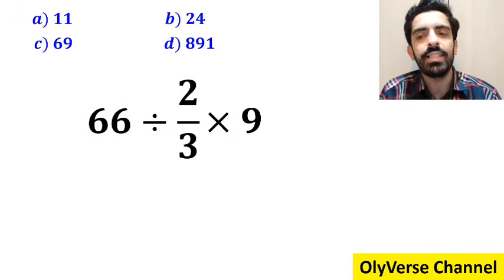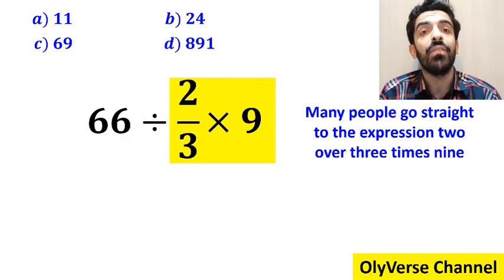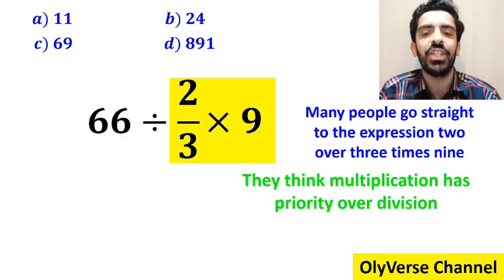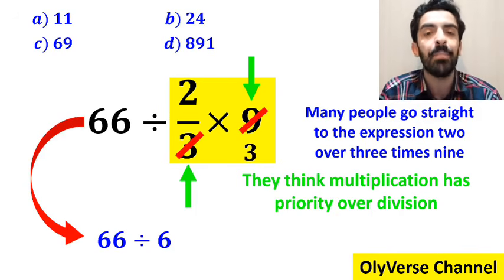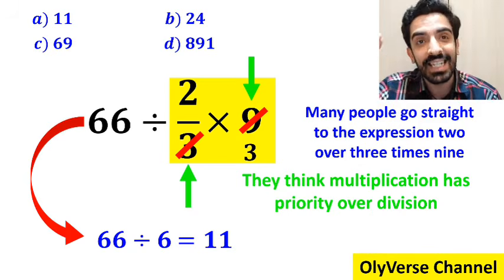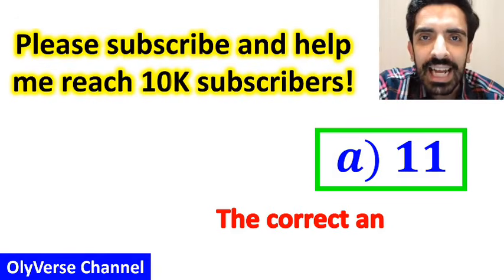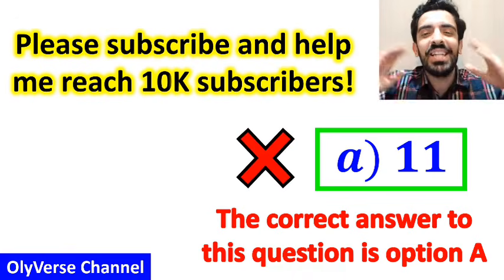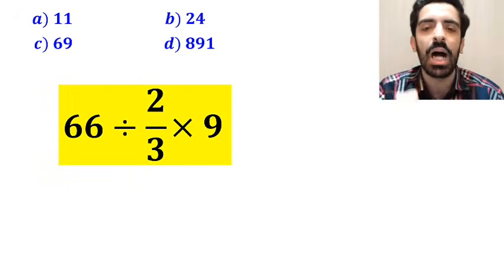At the beginning of solving this question, many people go straight to the expression 2 over 3 multiplied by 9, which I have highlighted in yellow, because they think multiplication has priority over division. And they say it's easy to simplify 9 with the 3 in the denominator and write this expression as 66 divided by 6, which finally gives them the answer 11. And immediately, they conclude that option A is the correct answer to this question. However, that's definitely wrong. Alright, now let me explain step by step how to solve this expression properly.